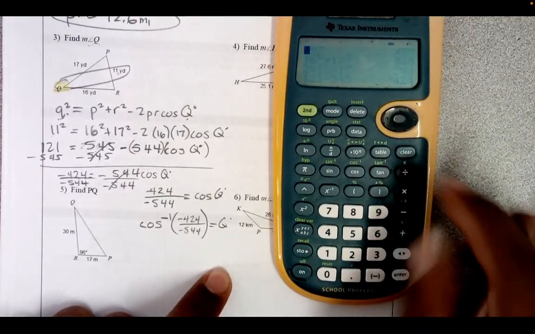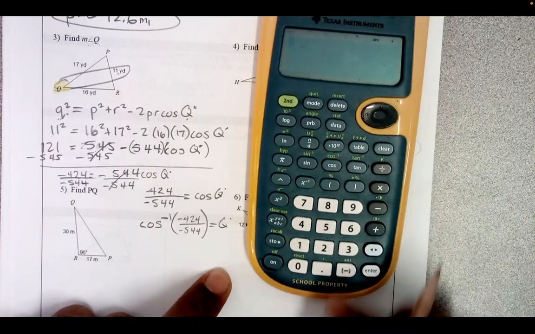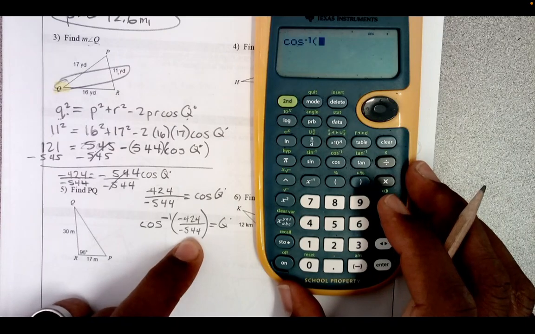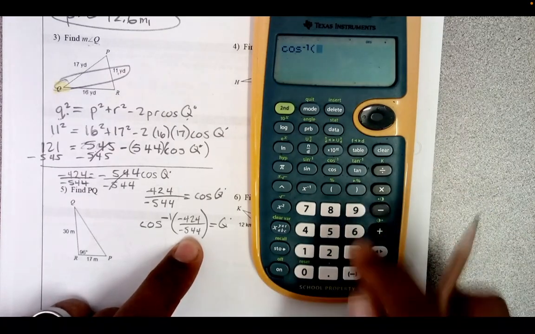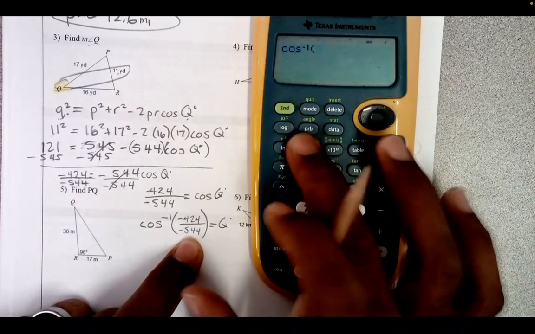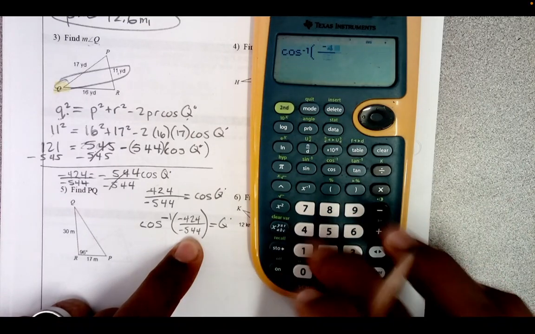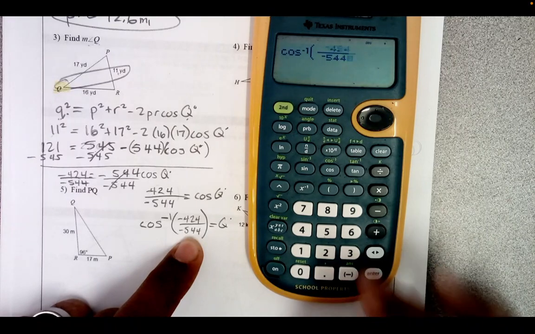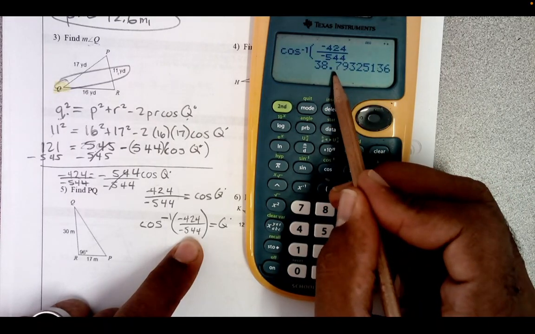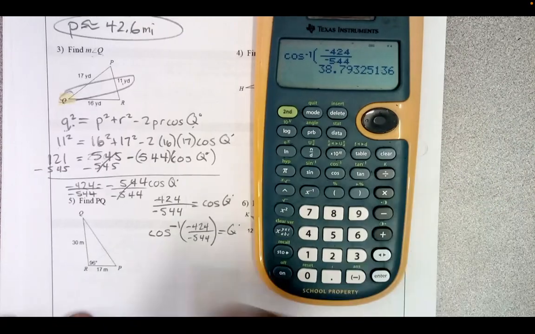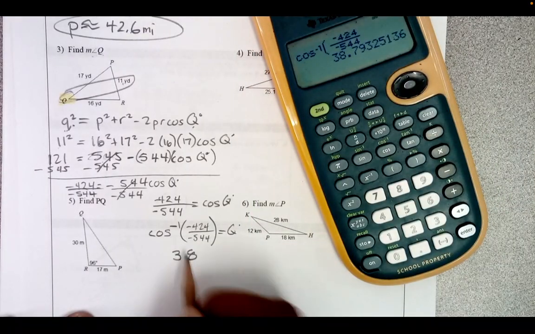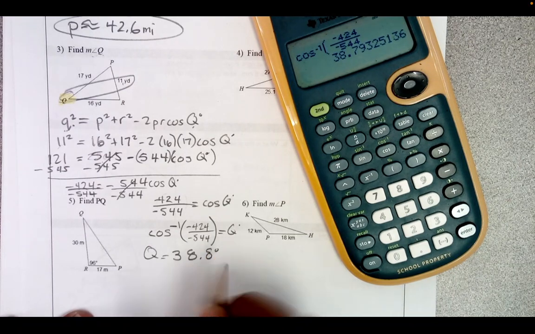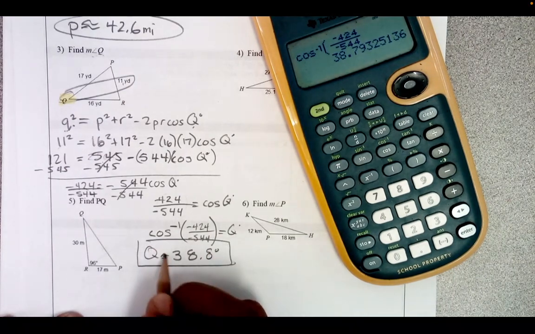Okay, so out of this chapter, as you can see, this is probably the most lengthy problem that you'll deal with when you're looking for that missing angle, basically. When you're looking for the missing angle using law of cosines. Okay, so negative 424 divided by negative 544, I get 38.8. So angle Q is equal to approximately 38.8 degrees.